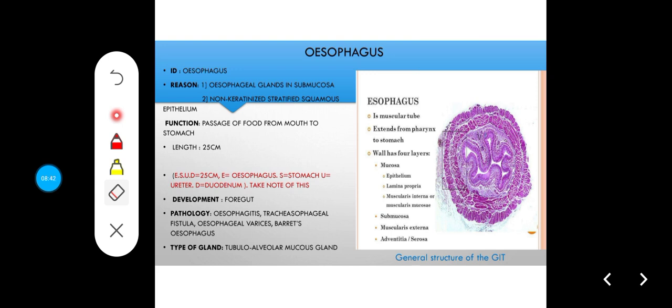There's this acronym that you can use to remember lengths that are 25 cm, and the acronym is ESUD. The E represents the esophagus, the S represents the stomach, the U represents the ureter, and the D represents the duodenum. So you should take note of the acronym. The esophagus develops from the foregut. Then pathology: esophagitis, tracheoesophageal fistula.